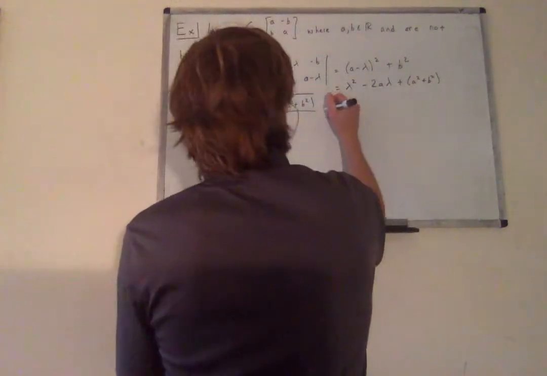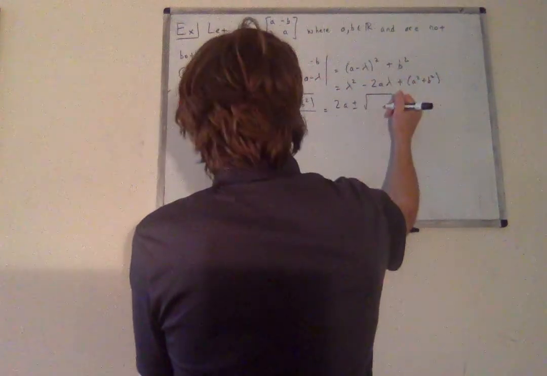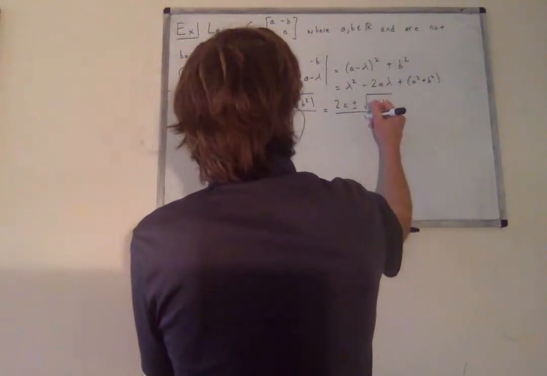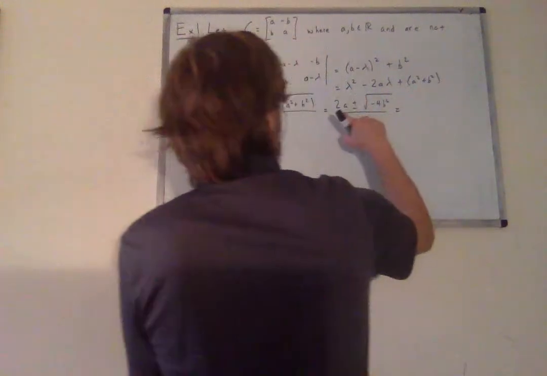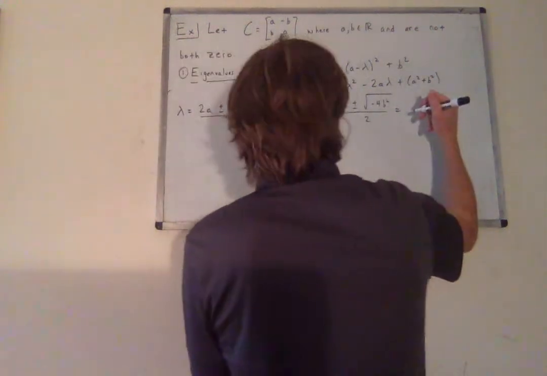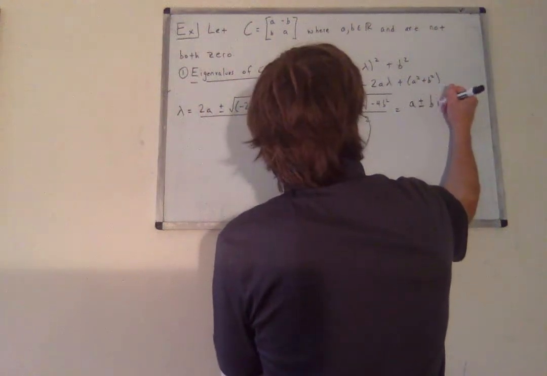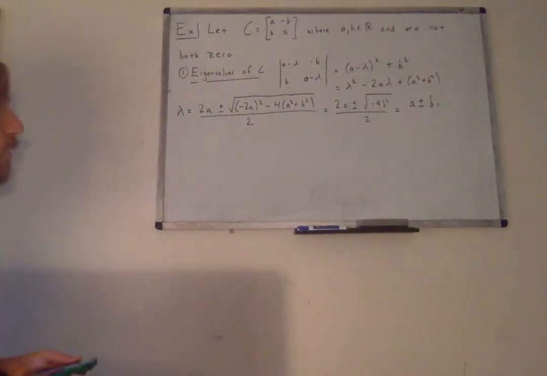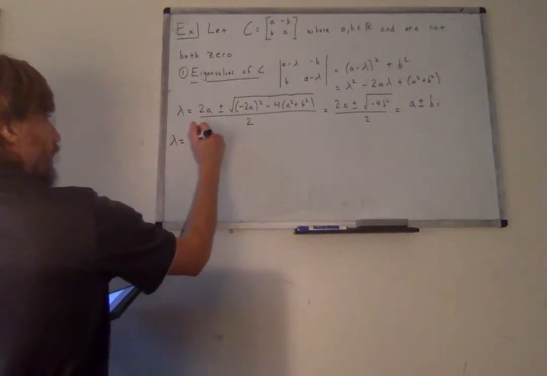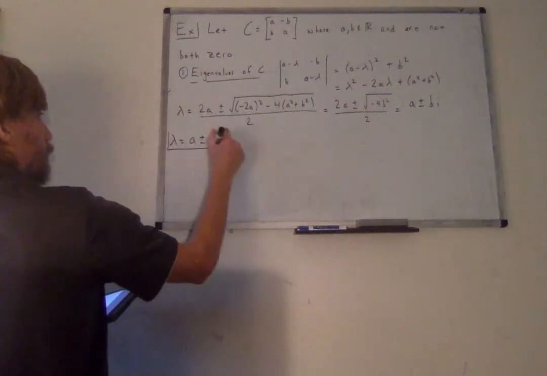So anyways, simplifying this wonderful equation, we get negative 4B squared all over 2. And so the 2 cancels out here. You can pull out a 4 and a B and a negative I, or an I. And so you can actually show that this simplifies down to A plus or minus BI. And so C has 2 eigenvalues, A plus or minus BI.